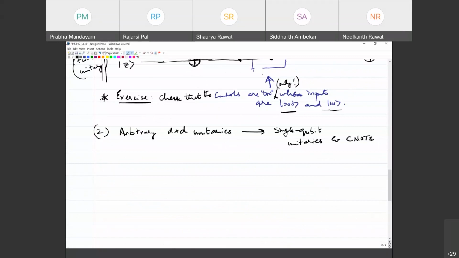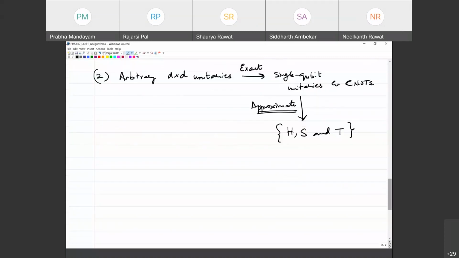Now the last part is to show that the single qubit unitaries can be themselves realized using only a small finite set of gates, right? And that finite set is basically Hadamard, S and T. Okay. So while this is an exact statement, this can only be an approximate statement. Because the set of single qubit unitaries is a continuous parameter group, and to be able to realize a continuous parameter group in terms of just some discrete finite set obviously cannot be an exact statement, right?